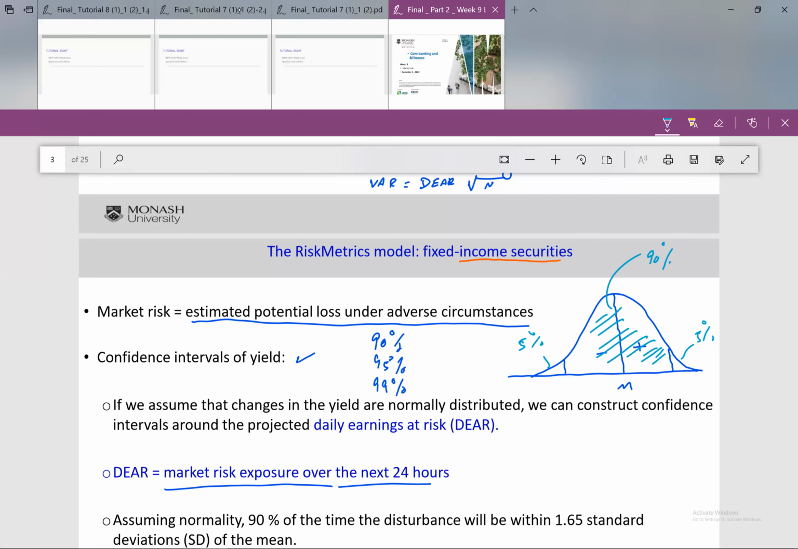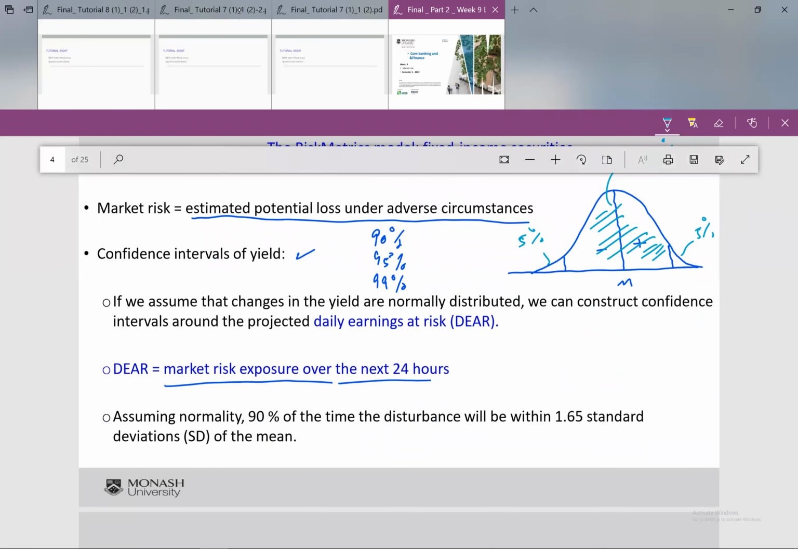And I will tell you how we are going to use this when we use it for the fixed income securities. Now, if you assume 90% confidence, the disturbance will be within 1.65, and I will show you why. So we have Z values, and we have what we call standard deviation, and we have also the confidence level. So if we have 90%, that means we are talking about this area.